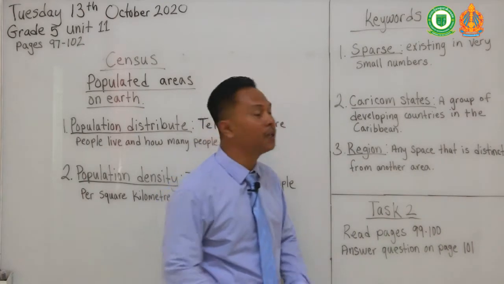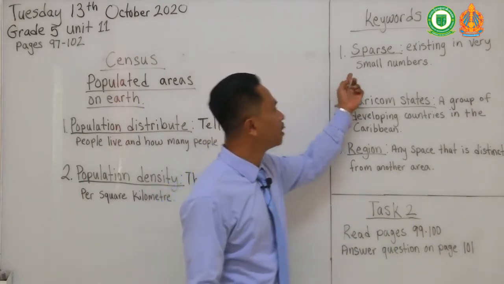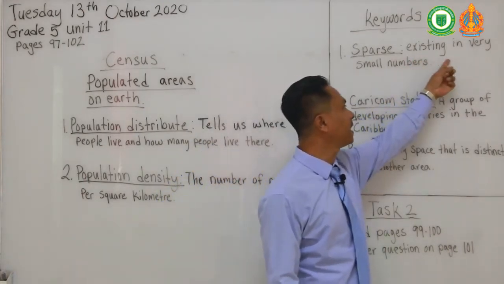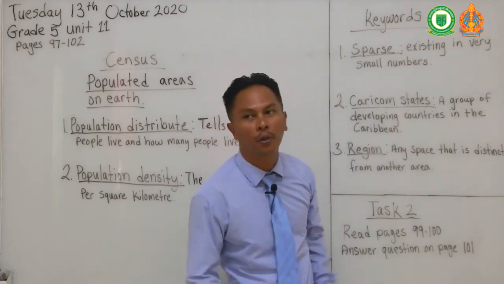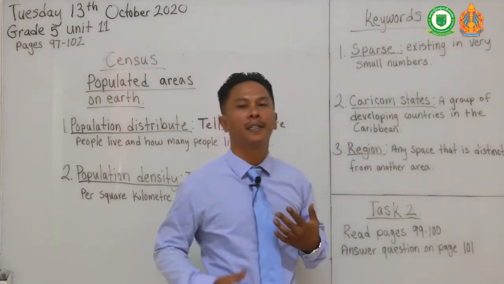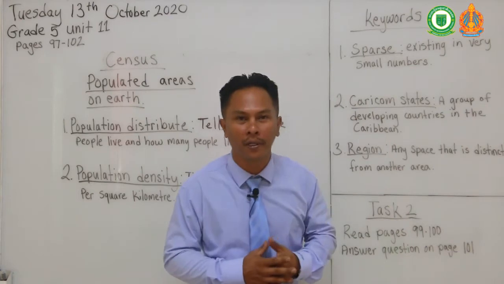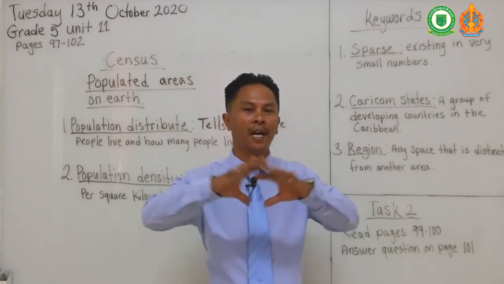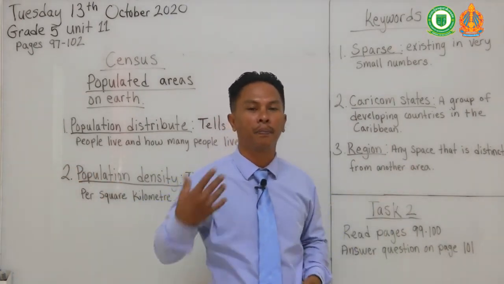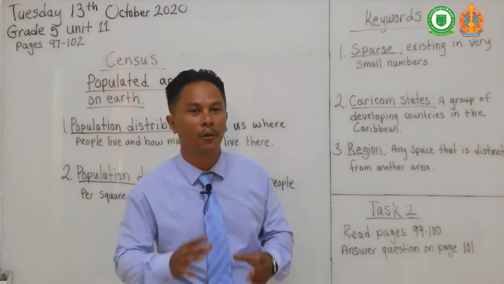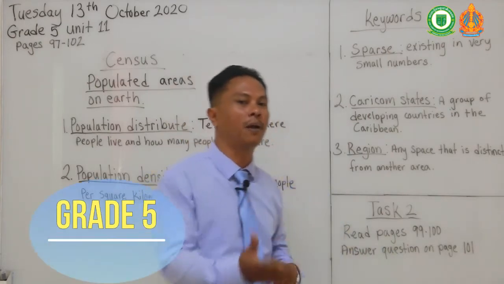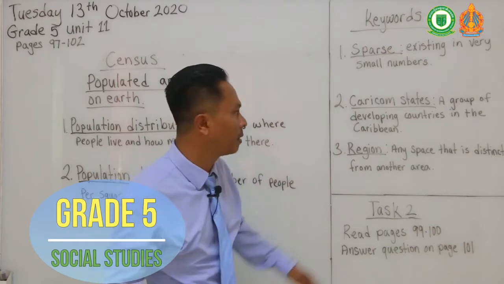And moving along to the keywords, sparse. Sparse is something existing in very small numbers. So you could say, for example, in Cambodia, as we move along the outskirts of Phnom Penh, the population is very sparse. So the number of people gets smaller and smaller as we move towards the outskirts, okay?